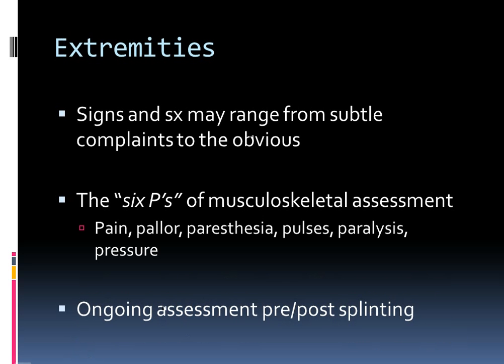All right, and don't forget the extremities. So the signs and symptoms may range from a subtle complaint to the extreme obvious. Remember with the 6 P's that we're looking for in the musculoskeletal assessment: there's pain, there's power, there's paresthesia, there's pulses, paralysis, and pressure. Okay? And then that ongoing assessment, that post splinting, make sure that you always check PMS before and you check PMS after you splint anything. That's backboarding or splinting an extremity.